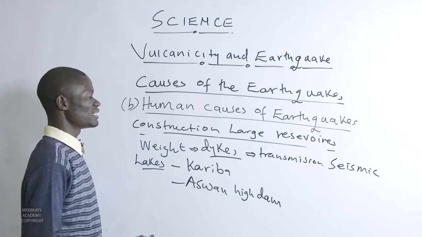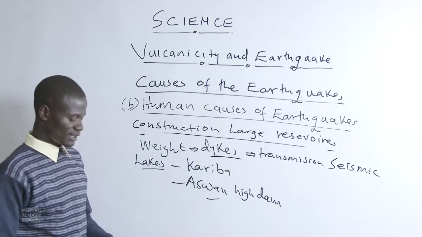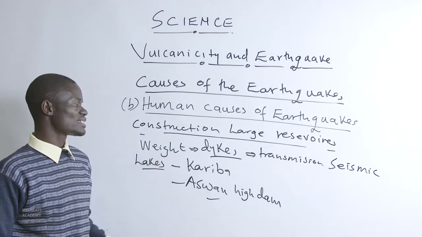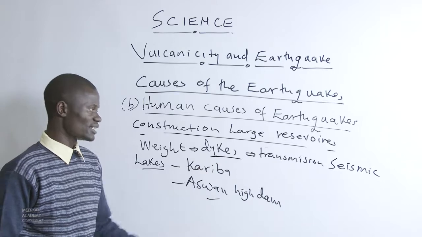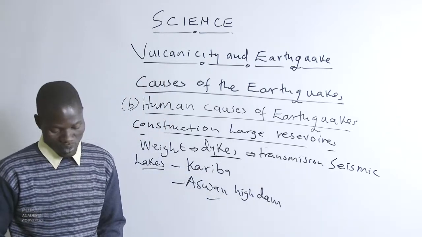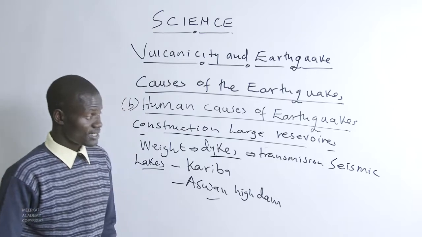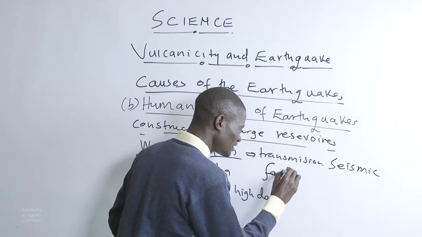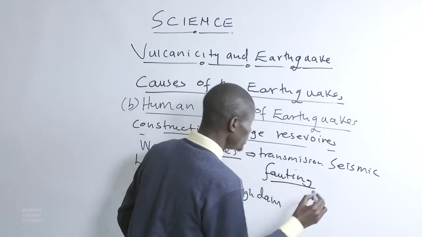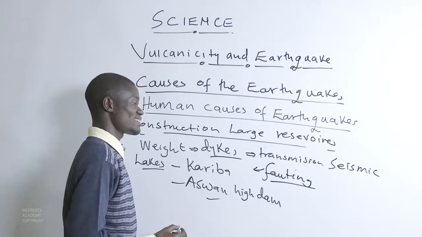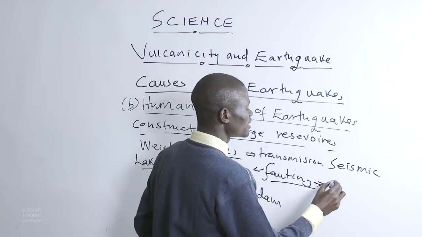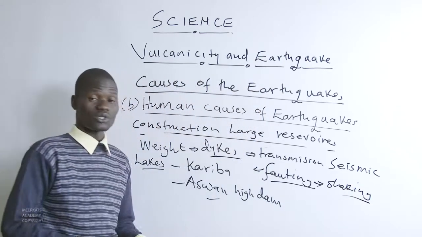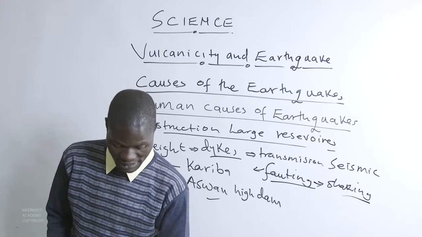These are some of the man-made lakes. We call them the large reservoirs that are used to trap water. When the weight is exerted by the dikes, it will transmit what we call earthquakes or seismic waves by creating what we call faulting, which is part of the volcanicity. It results in the shaking of the earth crust, and that shaking is what we call an earthquake or an earth tremor.